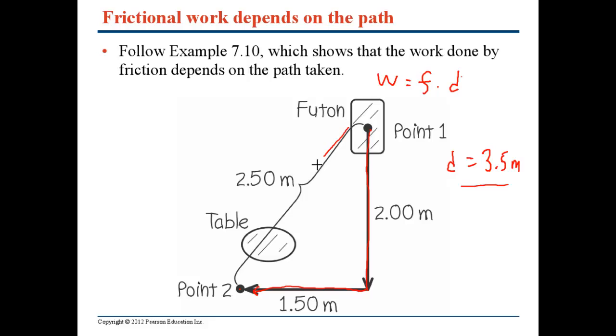If I take maybe a more direct route and I take the 2.5 meter path and push the table out of the way, then the work that I'm going to do is going to be equal to the force multiplied by the distance. The frictional force is still going to be the same. The coefficient of friction between the futon and the carpet's going to be the same, and the normal force of the futon is going to be the same. But now my distance is equal to 2.5 meters. So you can see that the work done depends on the path that you took. Therefore, friction is a non-conservative force.